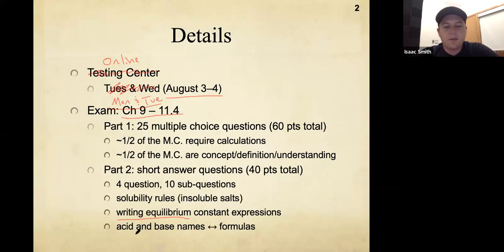And then be able to know the acid and base naming. So if you see a formula, be able to come up with the name, or if you see the name of an acid or base, be able to write the formula. And then be able to identify conjugate acid-base pairs from an acid-base chemical reaction.